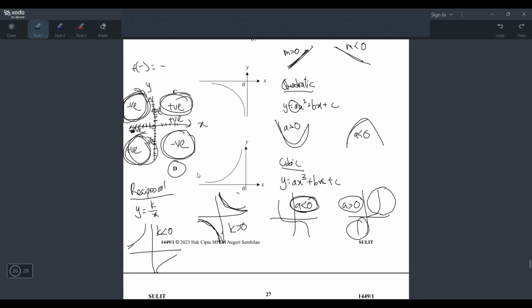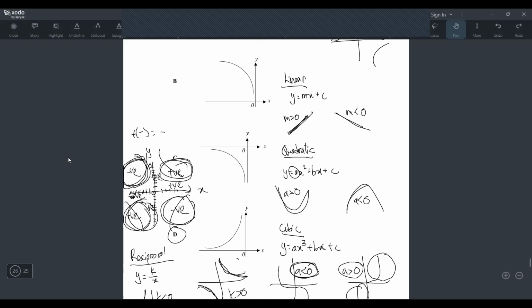That's why when the A is negative, the cubic graph will be like this. And the reciprocal also will be like this when the K is negative. And when it's positive, the cubic graph will be like this. Or the reciprocal will look like this when the K is positive. All right, so this is how I memorize it. Okay, you can also memorize it this way.